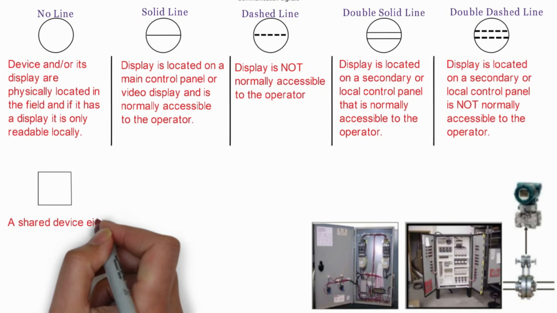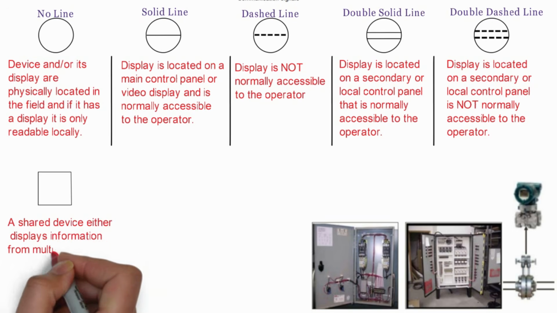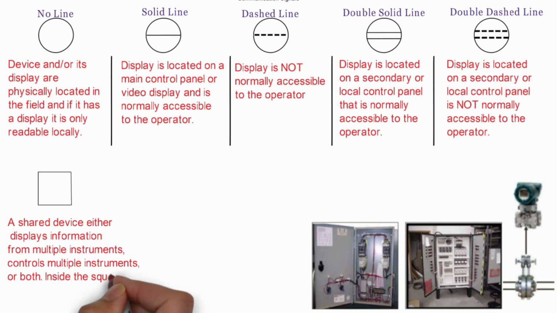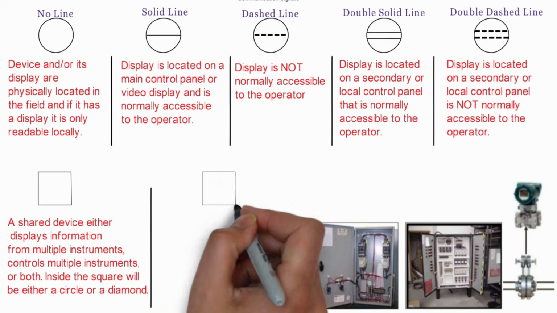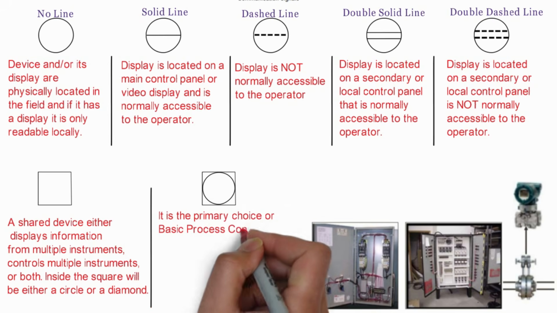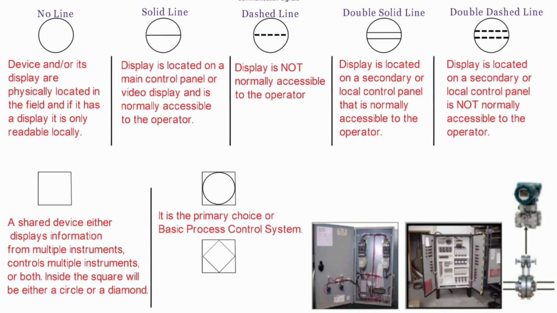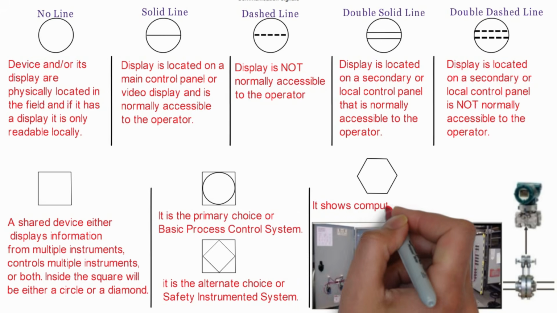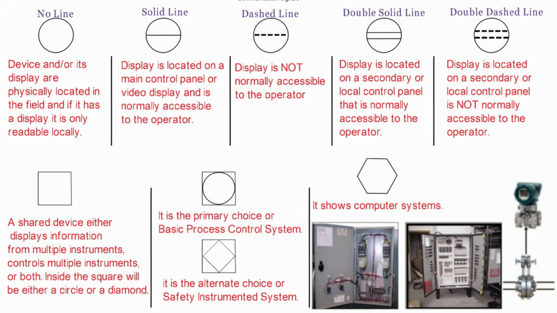A shared device either displays information from multiple instruments, controls multiple instruments, or both. Inside the square will be either a circle or a diamond. A circle represents that it is the primary choice or basic process control system. A diamond represents that it is the alternate choice or safety instrumented system. Hexagonal bubbles represent computer systems. Circular bubbles represent discrete instruments.